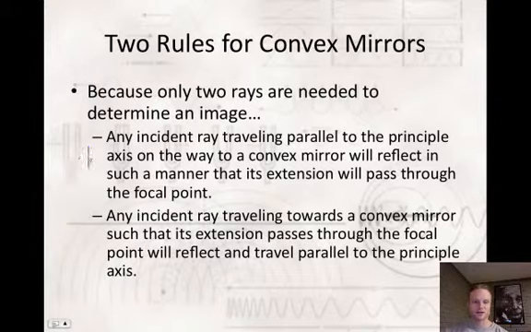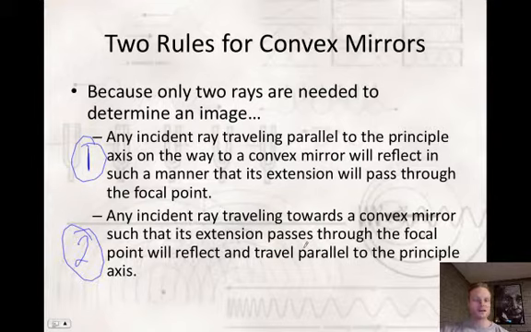If I put a 1 here, maybe that kind of helps us remember that. That's rule 1. Rule 2, which is right here: any incident ray traveling towards a convex mirror such that its extension passes through the focal point will reflect and travel parallel to the principal axis. Now again, there is a ton of text on this slide, and I think the text almost makes it look more confusing than it needs to be.